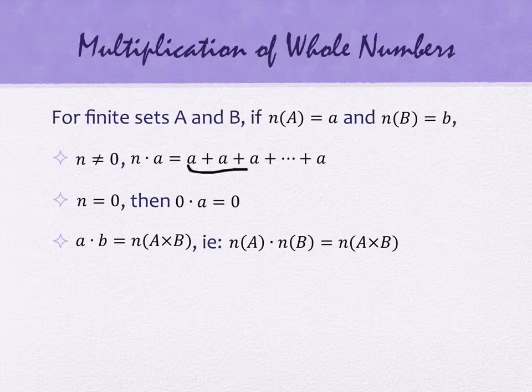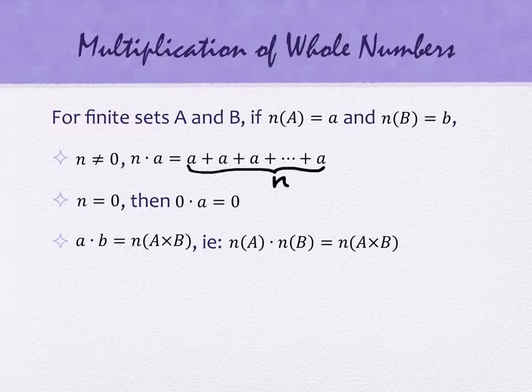So this right here, there are n a's. So in other words, when you talk about saying 3 times 15, it means 15 plus 15 plus 15. The 15 is added together 3 times. Really, multiplication is just shorthand for addition. That's all it really is. It allows us to add more quickly.